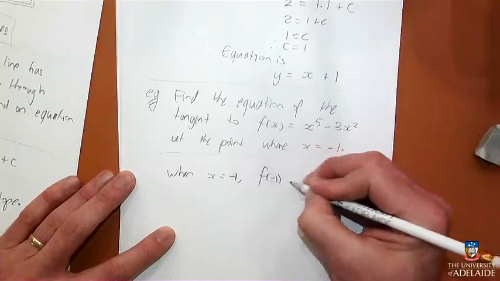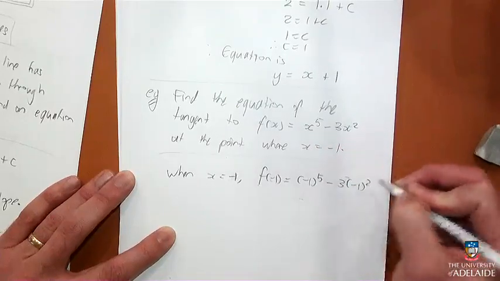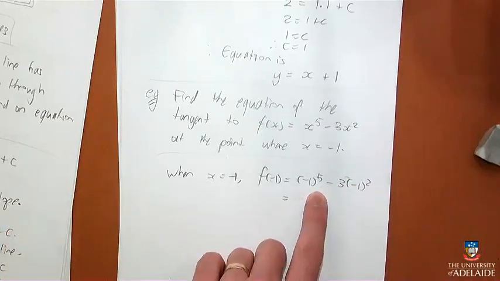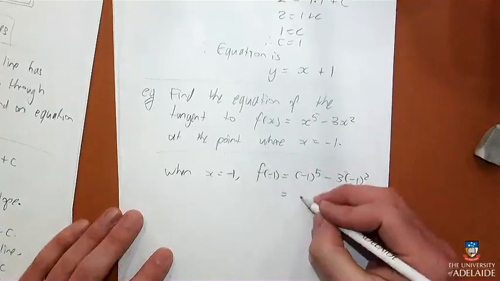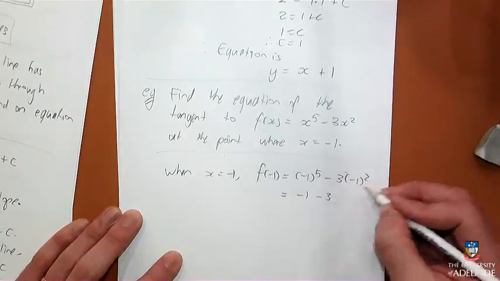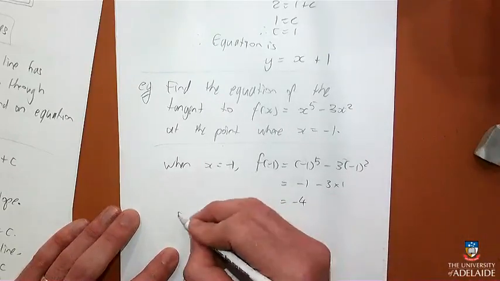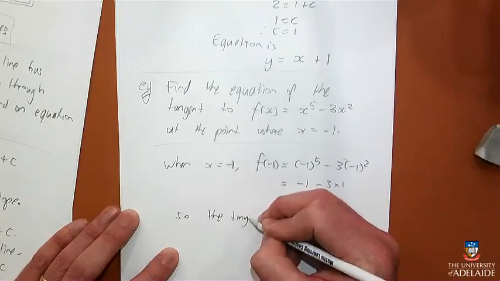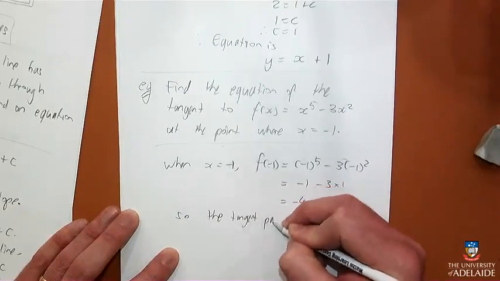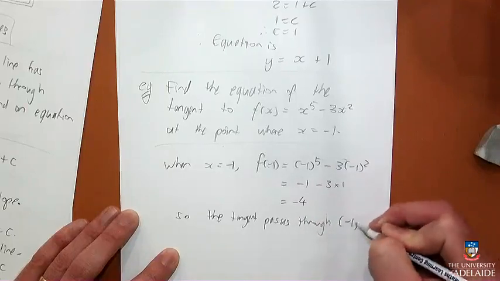f of minus 1 is minus 1 to the 5 minus 3 times minus 1 squared. Now, minus 1 to the power of 5 would be 5 minus 1's times together, and pairs of them should cancel out, so we should end up with minus 1. And minus 1 squared is 1, so we get minus 1 minus 3, which is negative 4. So the tangent passes through (-1, -4).